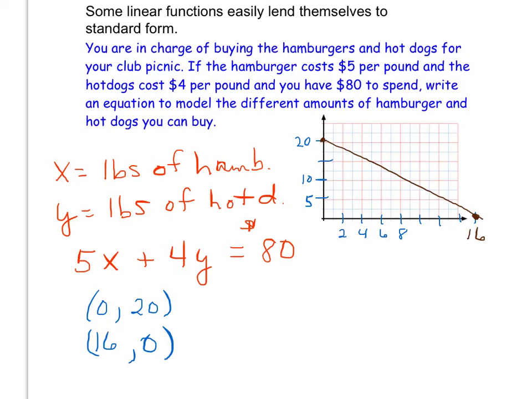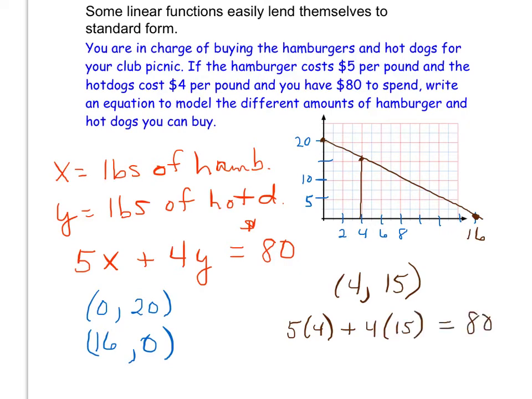So it looks like if we bought, for example, 4 pounds of hamburger, I looked up, it looks like that's 15 pounds of hot dogs that we could buy for our $80. Again, check it. 5 times 4 is 20, plus 4 times 15 is 60, and that is equal to 80. So we can see that that point checks out.